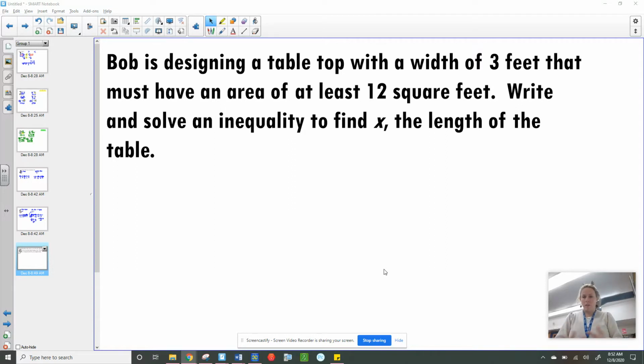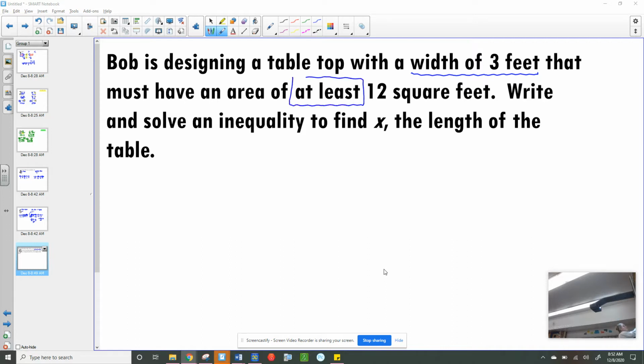And what we always work on in class is we read the problem twice, and on our second run through, we underline the important information. So Bob is designing a table with a width of 3 feet that must have an area of at least 12 square feet. x is the length of the table.